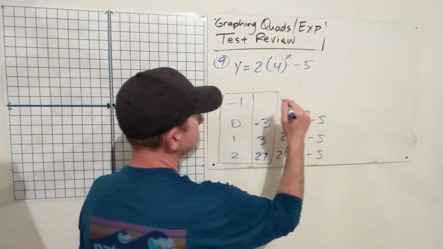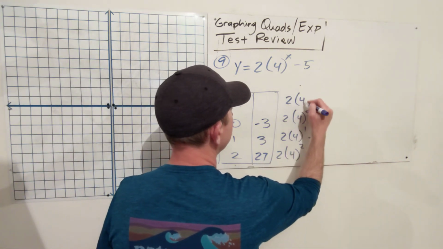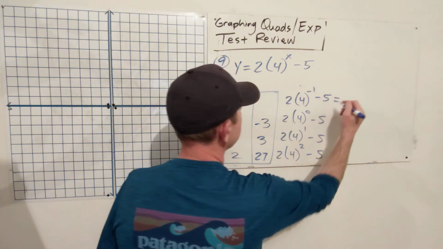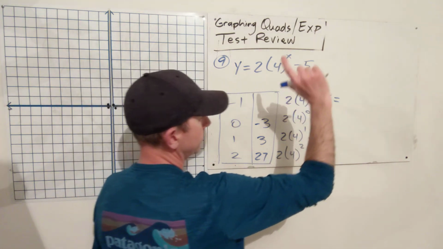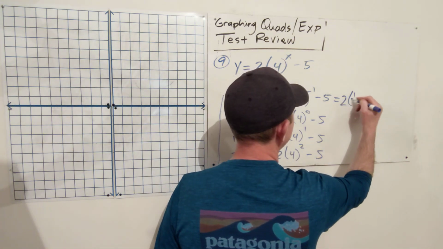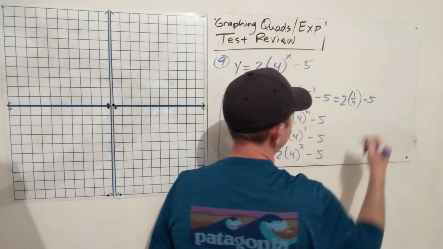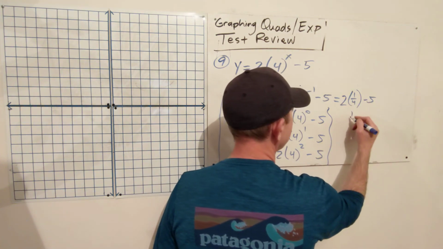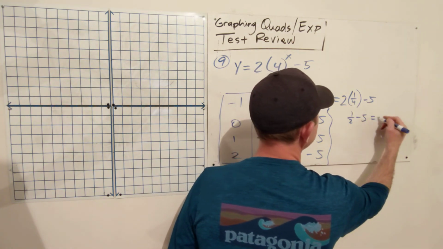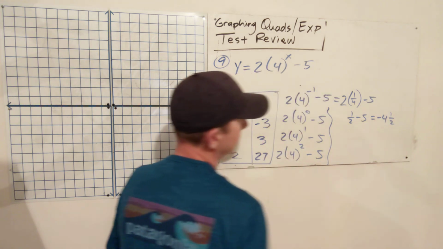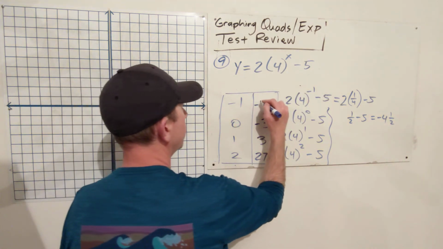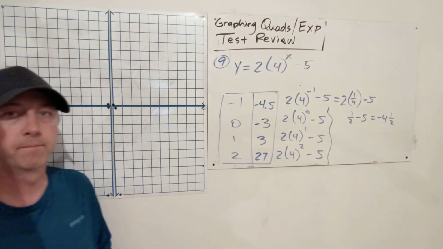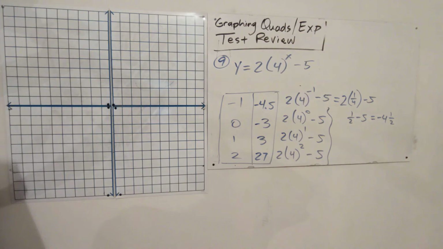And then last, 2 times 4 to the negative first power, minus 5 here. So I'm going to write more of this one out. Negative, so the reciprocal, so we get 2 times 1/4 minus 5. So if I keep some space here, that's going to be 2/4, which is 1/2 minus 5, to give me a -4.5. And again, you could try to write it that way, but I would prefer you put -4.5 in that spot. Okay? So there is the table on that one.